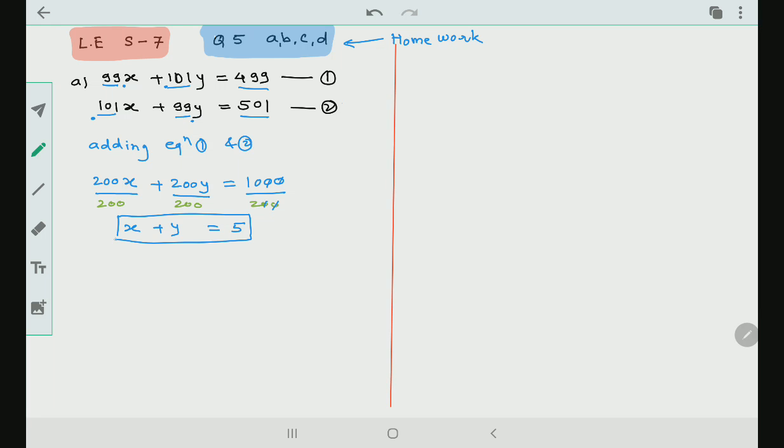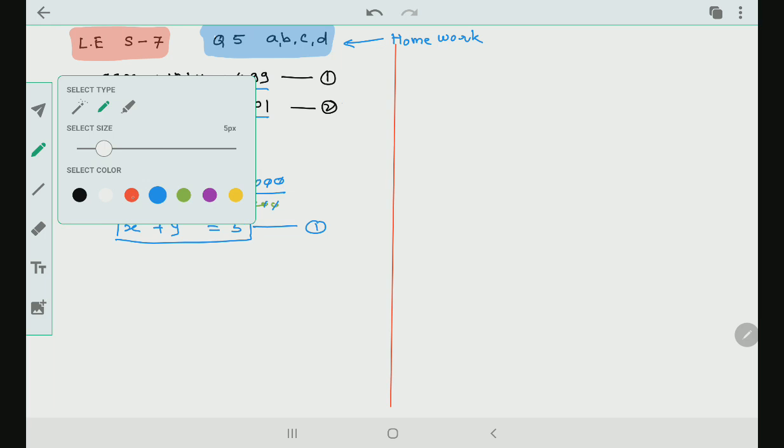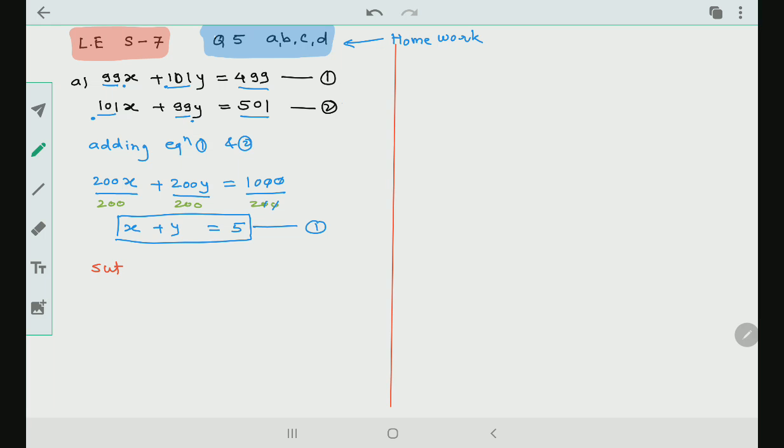Did I get a very simple equation? Right? But one equation is not sufficient. I need one more. So to get one more equation, in the same way that I added, I'm going to subtract. Subtracting equation 2 from 1. Subtraction means changing the signs: minus, minus, and minus. So 99 minus 101, is it minus 2? So minus 2x. 101 minus 99 is 2y, equals 499 minus 501, minus 2 again. So simple.